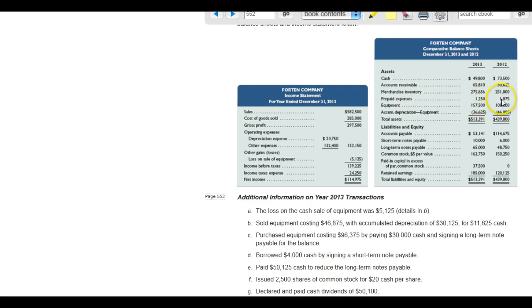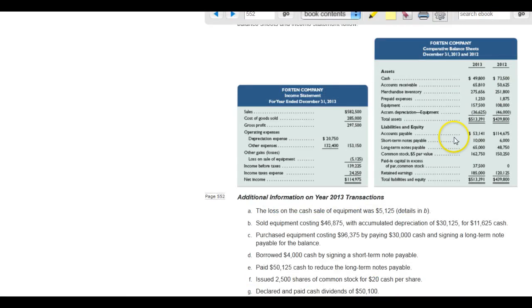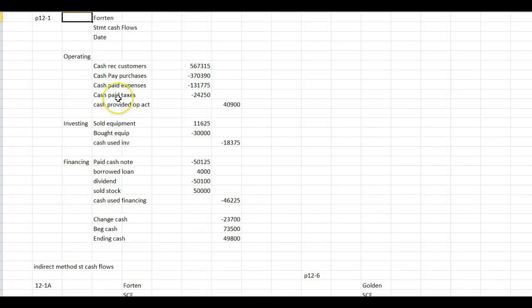Okay, here's some prepayments. It looks like they went down. So based on our formula, decreases in prepayments get subtracted because we didn't use cash for that. And accrued liabilities, we don't have anything else. We're going to keep the notes in financing, okay? So when we put that one together, it looks like we came out with, we used $131,000 in cash. Okay, so if we add all those parts together, we show we've got cash provided by operating activities of $40,000.